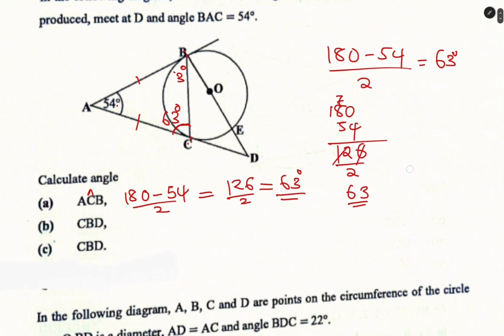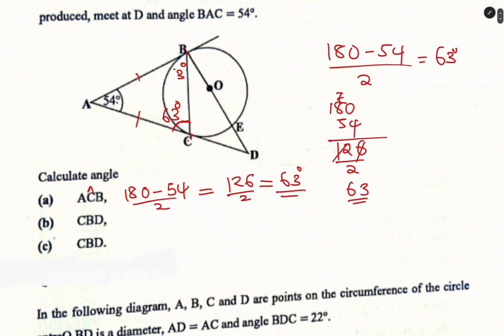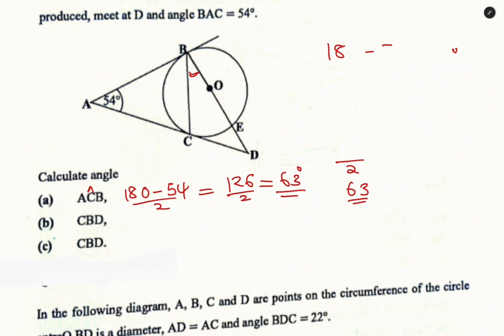Then the other one, which is the CBD. Where is CBD? It starts from C, then B and D. So CBD is right here. Now what are we going to do to find CBD? Another thing that you need to know is that where the radius meets the tangent, an angle of 90 degrees is formed.